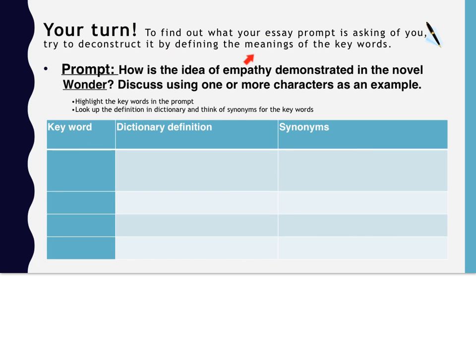Now we have our prompt. We really need to break it down and work out what it's trying to say and what it's asking of us. So it's really important that we look at the key words. So you select which of these words are the key words, particularly empathy, demonstrated, discuss, etc. Pop those words down here, and then what are the dictionary definitions of those words, and what are synonyms, words that mean the same, to help us fully understand. So you need to highlight those key words and look them up.